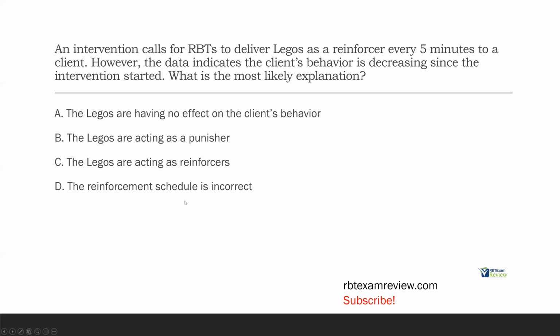And then D, the reinforcement schedule is incorrect. We're not looking at any sort of response issues here. We're looking at future behavior, and we're looking at future behavior specifically decreasing. And when future behavior specifically decreases, what we say about the consequence is that it's most likely punishing. So actually delivering Legos every 5 minutes to a client appears to be decreasing the behavior. It appears to be punishing the behavior.